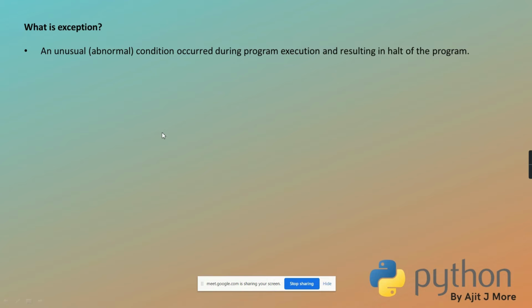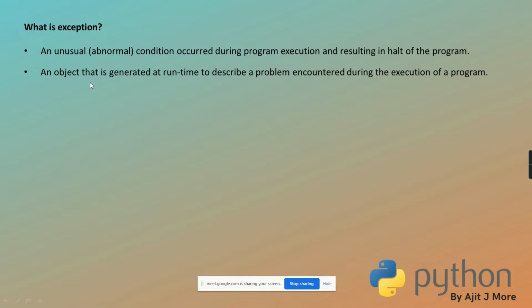Now from the programmer's point of view, or from Python's point of view, what is an exception? It is an object created at runtime by your Python runtime environment. Whenever that abnormal thing occurs, that object is created and it describes the problem, and after giving the description, the program halts. An object generated at runtime to describe the problem encountered during the execution of the program is an exception.